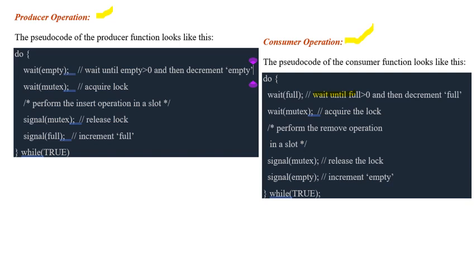Following that, the consumer completes the removal operation, so the data from one of the full slots is removed. Then the consumer releases the lock. Finally, the empty semaphore is incremented by 1 because the consumer has just removed the data from an occupied slot, so it is making it empty. So this is about the consumer operation.